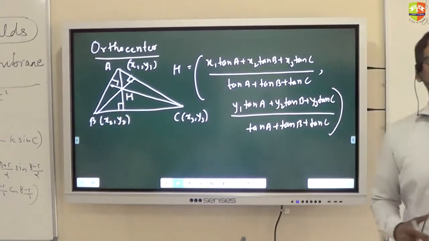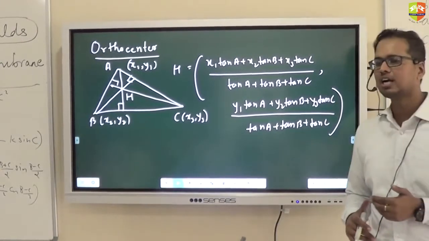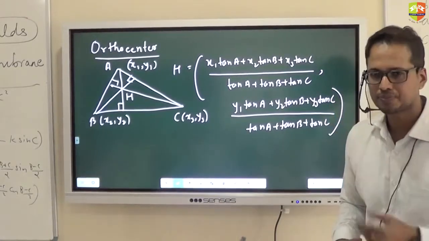Now we are going to start with the actual chapter, and I am going to start with the sine law. So what kind of problems can they give us?